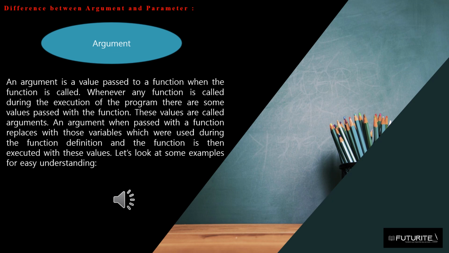An argument is a value passed to a function when the function is being called. That is, when you are calling the function, there you are passing a value, correct? Some value for the function being called. So that value is known as an argument. Whenever any function is called during the execution of the program, there are some values passed within the function, right? These values are known as the arguments.